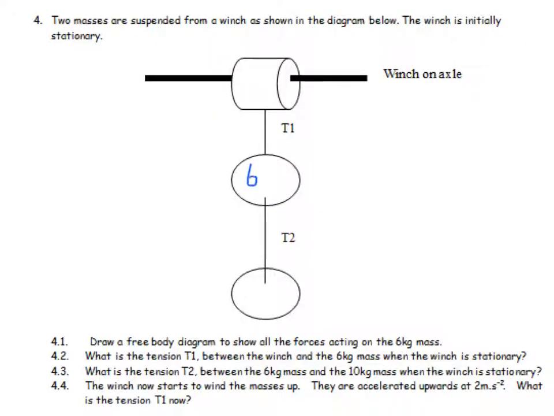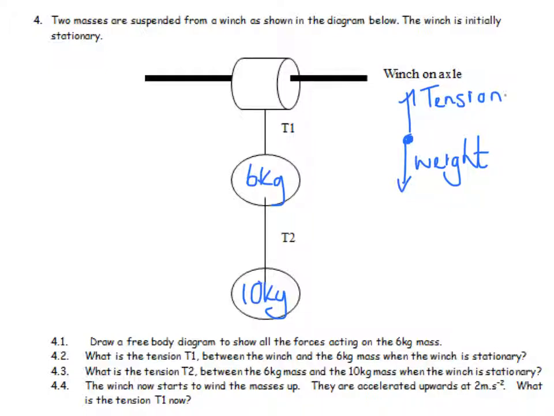I've got 2 masses over here. Sorry, your 6 kilograms and 10 kilograms had been left out. Draw a free body diagram to show all the forces acting on the 6 kilogram mass. Free body, I draw a dot. There is a weight, and there is a tension, and there is a further tension acting downwards. So it's T2 and T1 that are pulling on the 6 kilogram force.